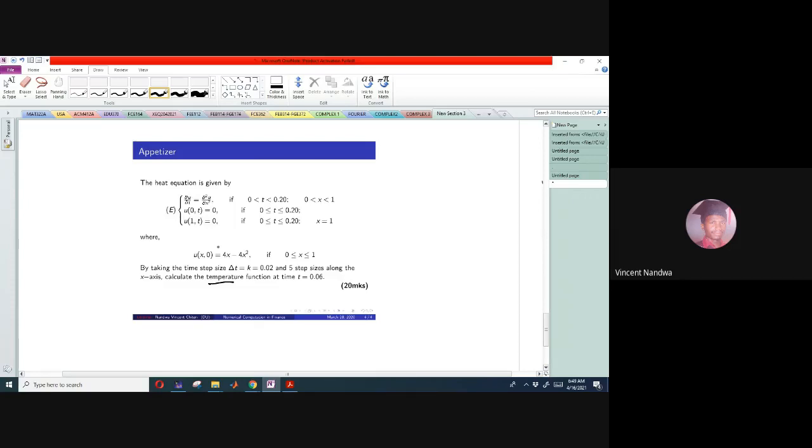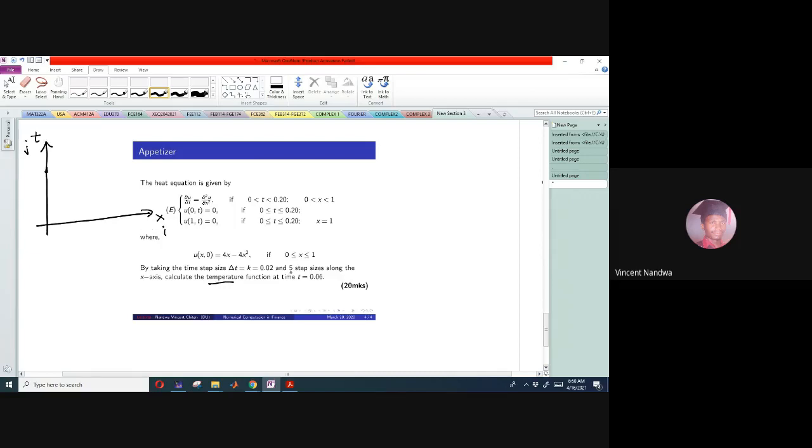So we've been told to take the time step to be 0.02 and take 5 steps along the x-axis to calculate the temperature function at t equals 0.06. To solve such a problem, remember when you were deriving the formula, we said that we need to have a grid where the vertical axis is t and the x-axis is x, and then along the vertical axis we have j, and along the x-axis we have i.